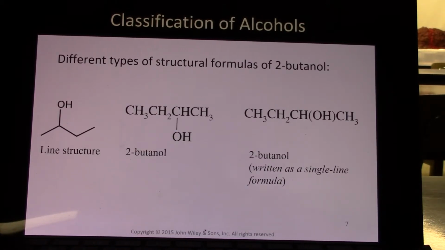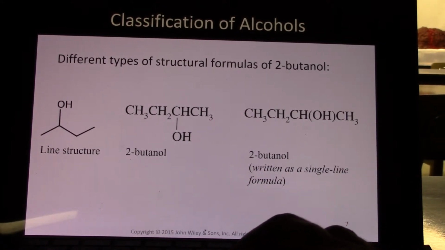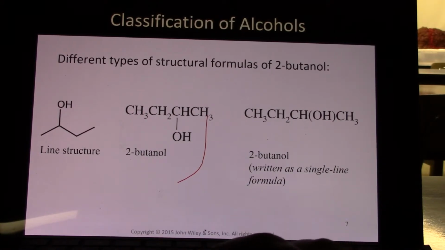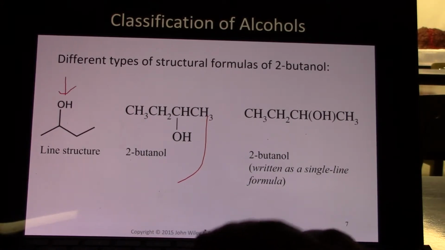So here's different types of structural formulas for 2-butanol. The line structure, again, 2. The OH is coming off of the second carbon, 2-butanol.